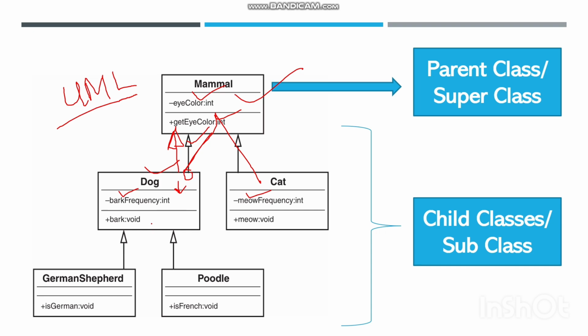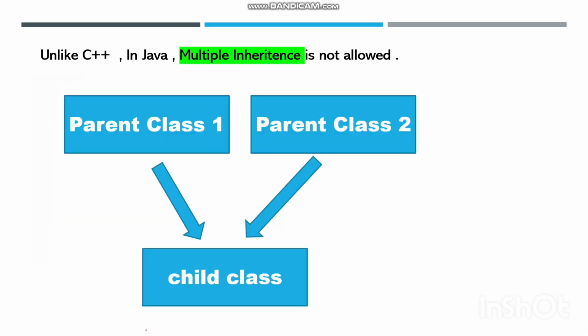Further, we can inherit again. Dogs are also inherited by German Shepherd and Poodle. These are two types of dogs, two species you can say. isGerman and isFrench are methods specific to German Shepherd and Poodle respectively. Inheritance allows this German Shepherd class to use the properties of the mammal class, even though it is one step further down. No matter how much you want to inherit, after so many classes you can add a child class, and this can be further inherited. This can be continuous.